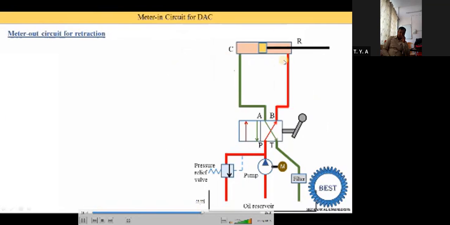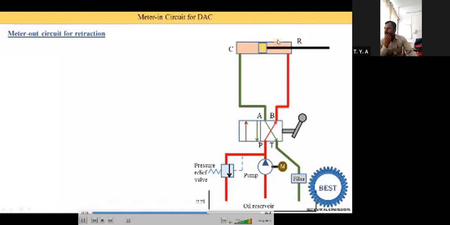Retraction means the piston is moving from right to left. When the piston is moving right to left, the rod end port is the inlet, means here oil enters, applies some force on the piston and the piston starts to move right to left. It is called the retraction. At the same time, oil present on the cap end side is supplied back, means this is the outlet and this is the inlet.